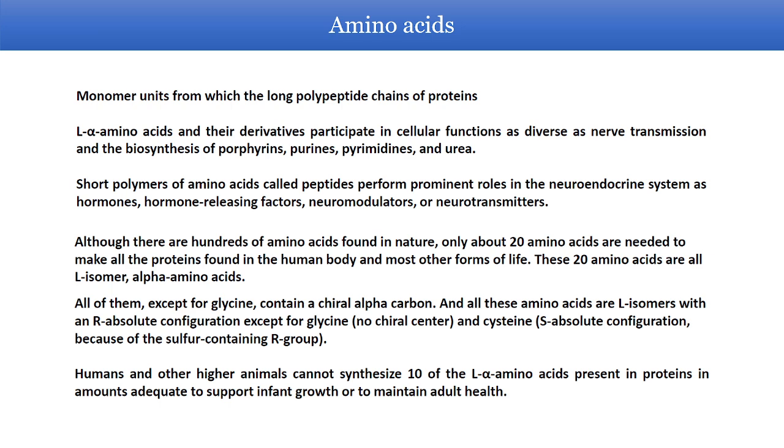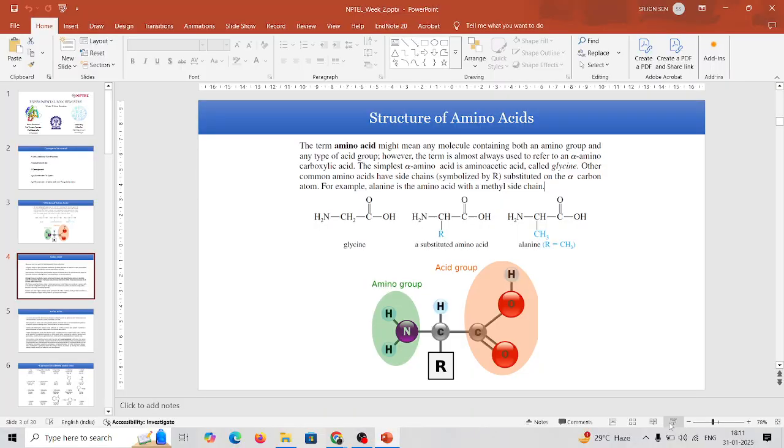Although, the number of times we vary this R group, there can be as many amino acids generated. There can be even more than 100 amino acids, but only 20 of these are needed to make all the proteins in the human body and most other forms of life. These 20 amino acids include the L-alpha amino acids.